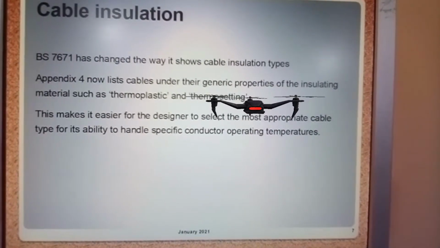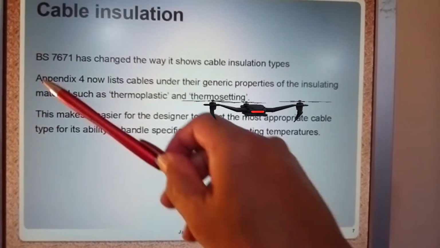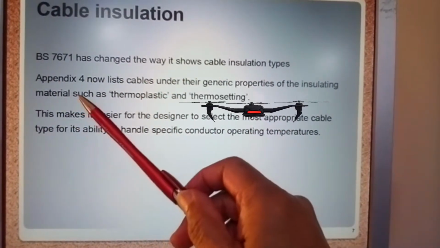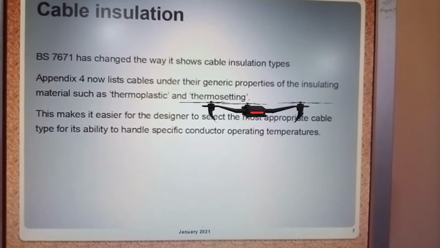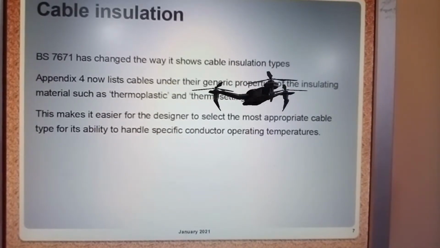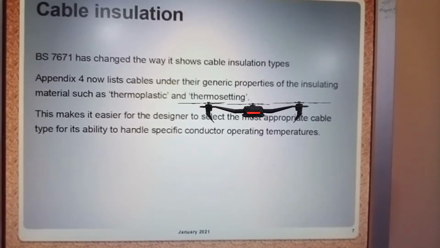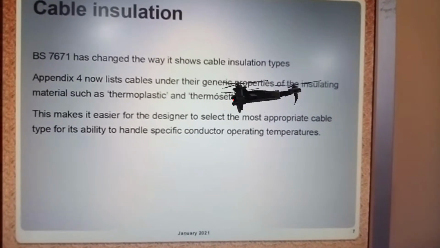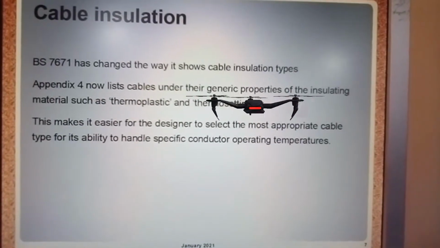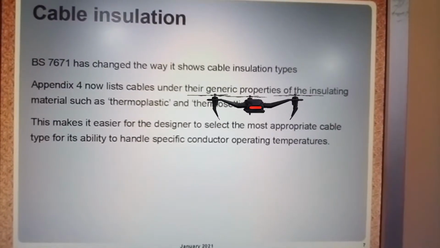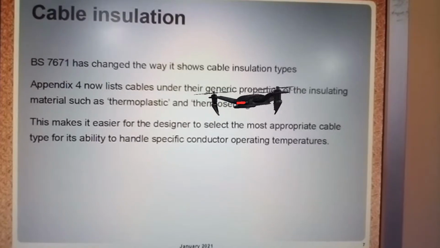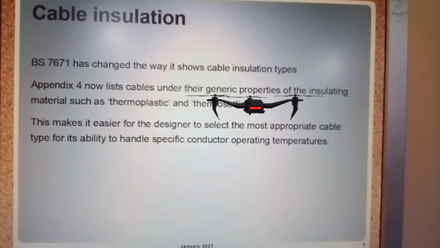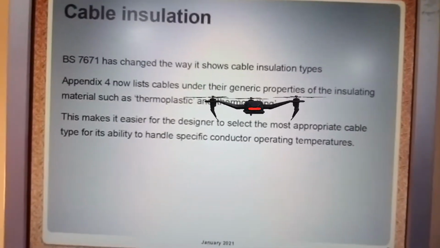Cable insulation. Again, BS7671 has changed the way it shows cable insulation types. Appendix 4 now lists cables under the generic properties of the insulating materials such as thermoplastic and thermosetting. This makes it easier for the designer to select the most appropriate cable type for its ability to handle specific conductor operating temperatures.